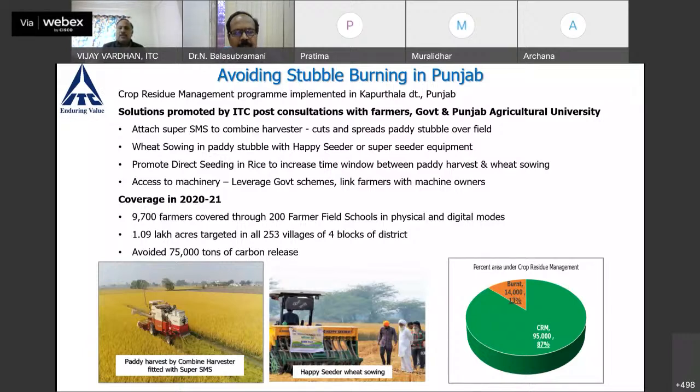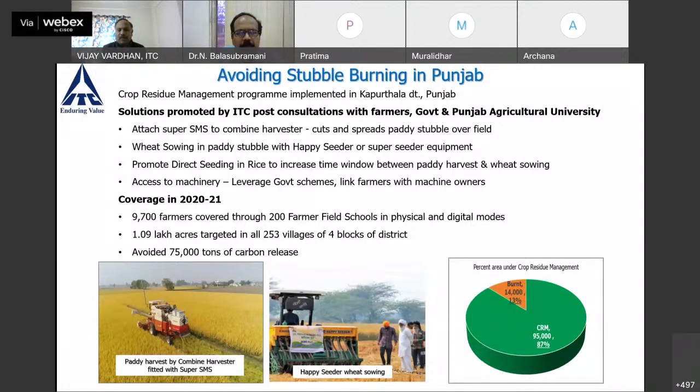One more major thing we have done is stubble burning avoidance in Kapurthala, where we have our factory. We work with farmers there. Last year we targeted 1.09 lakh acres, of which 87%, meaning 95,000 acres, we could make farmers not burn. Here the only way of messaging we used was what is the benefit for the farmer and not about the environment. When the farmer realized that it's about improving moisture and organic carbon and also reducing cost to a certain extent, they adopted this. Otherwise, it wouldn't have been possible.